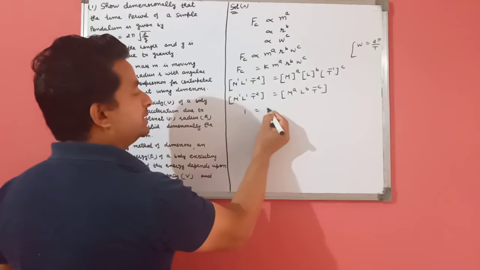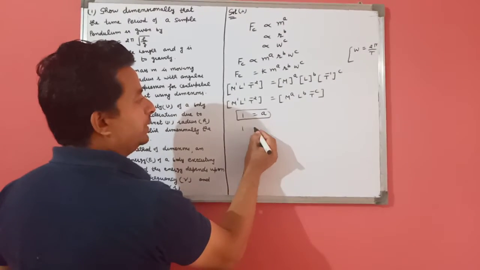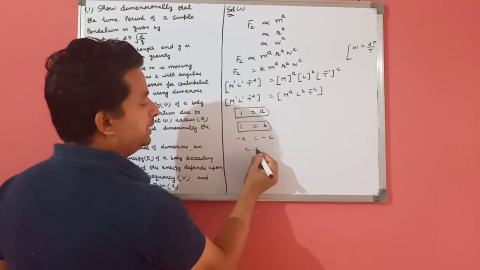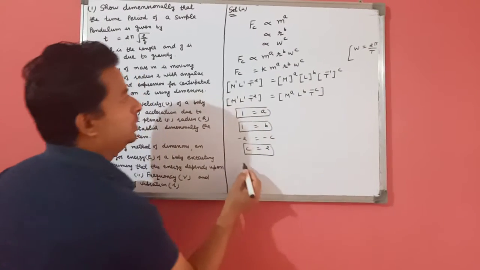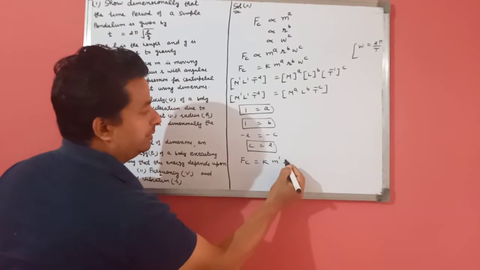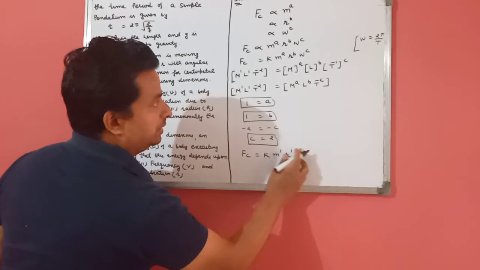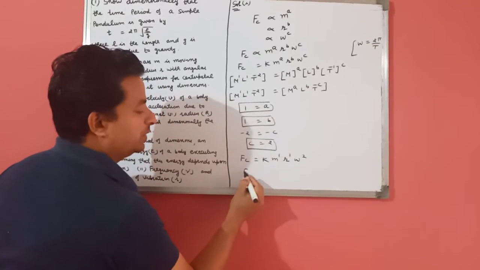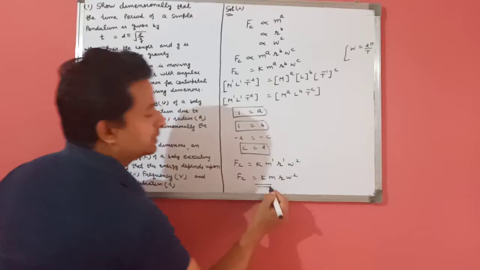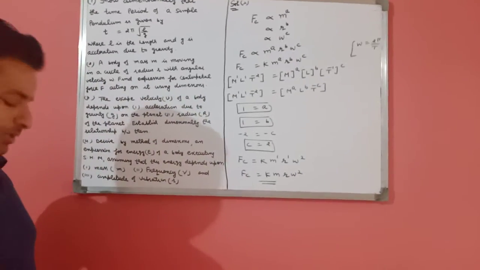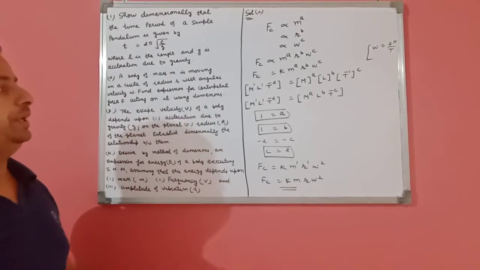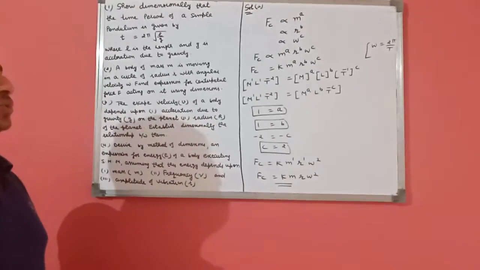When we compare powers, a is equal to 1, 1 is equal to b, and -2 is equal to -c, that is c is equal to 2. So centripetal force is K m power 1 r power 1 omega power 2. So the formula is K m r omega square. This is the formula for centripetal force when it depends on the mass of the body, the radius, and also the angular velocity.